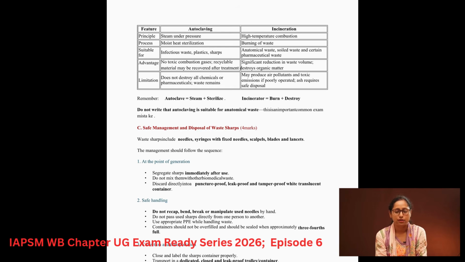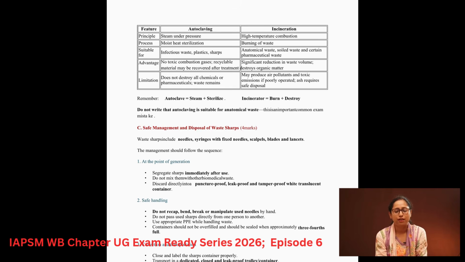But what are the limitations? Autoclaving does not destroy all chemicals or pharmaceutical, and waste remains. Incineration may produce air pollutants and toxic emissions if poorly operated, and requires safe disposal also. So, those are the points to be written in comparison of autoclaving and incineration.